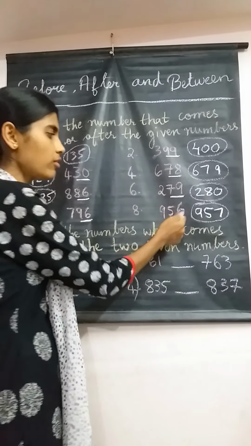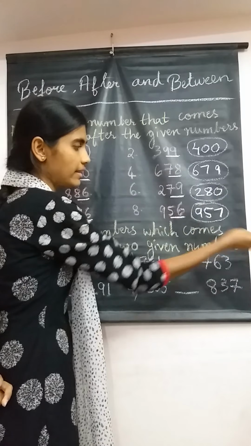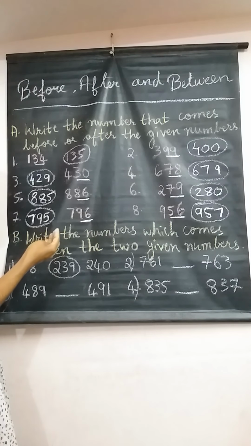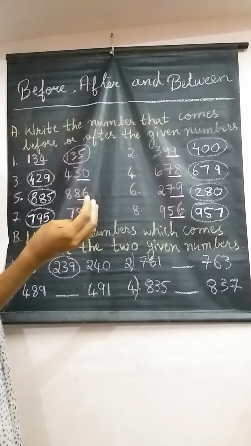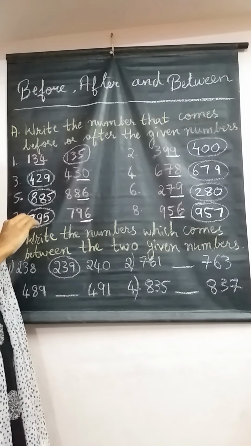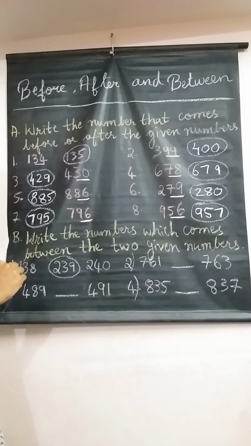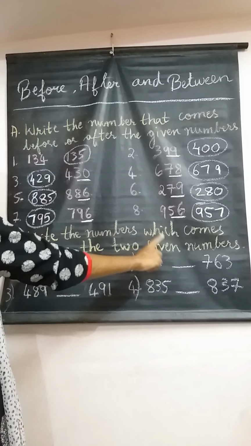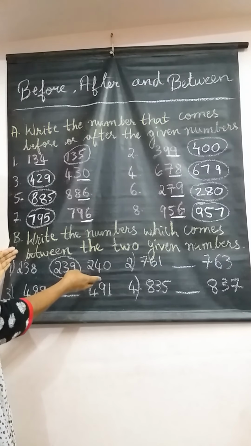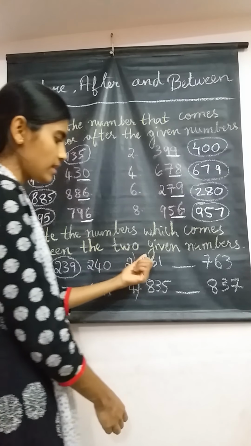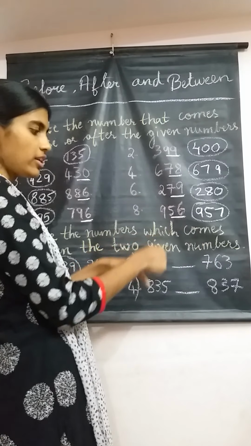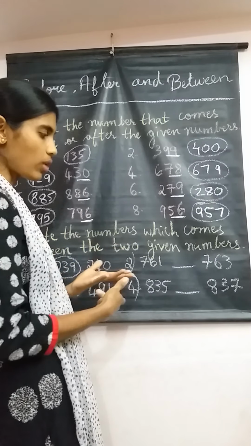After means they will give this side, before means they will give front. So this is the way you should solve the given exercise of after and before numbers. So next exercise we have: write the numbers which come between the two given numbers. Here what is it, children? Between numbers. You will understand. There is a number here, there is a number here. So what you need to write here is the in-between number, with the addition of one. Let us see what number it is.